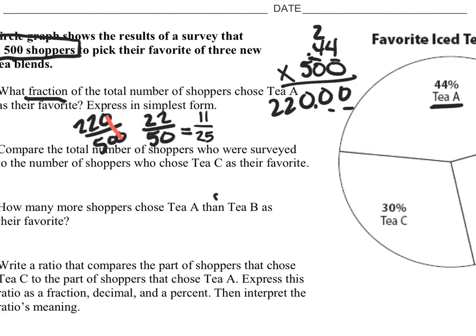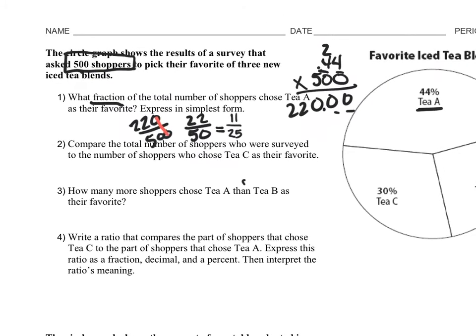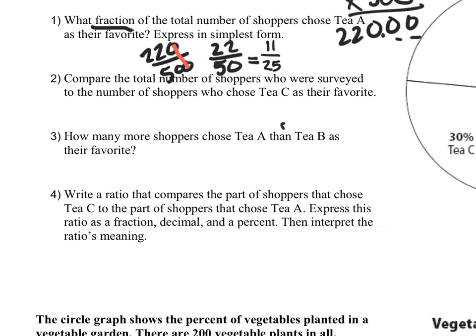Okay. Number 2. Compare the total number of shoppers who were surveyed to the number of shoppers who chose TC as their favorite. Okay, this is just comparing. We just need to put it as a fraction and simplify it. So what do they list first? Total number of shoppers. So that should be your first one. Remember, you can write a comparison in 3 different forms. You can write it in fraction form, with a colon, or with the word to, right? So we could say 500 to the shoppers who chose TC.